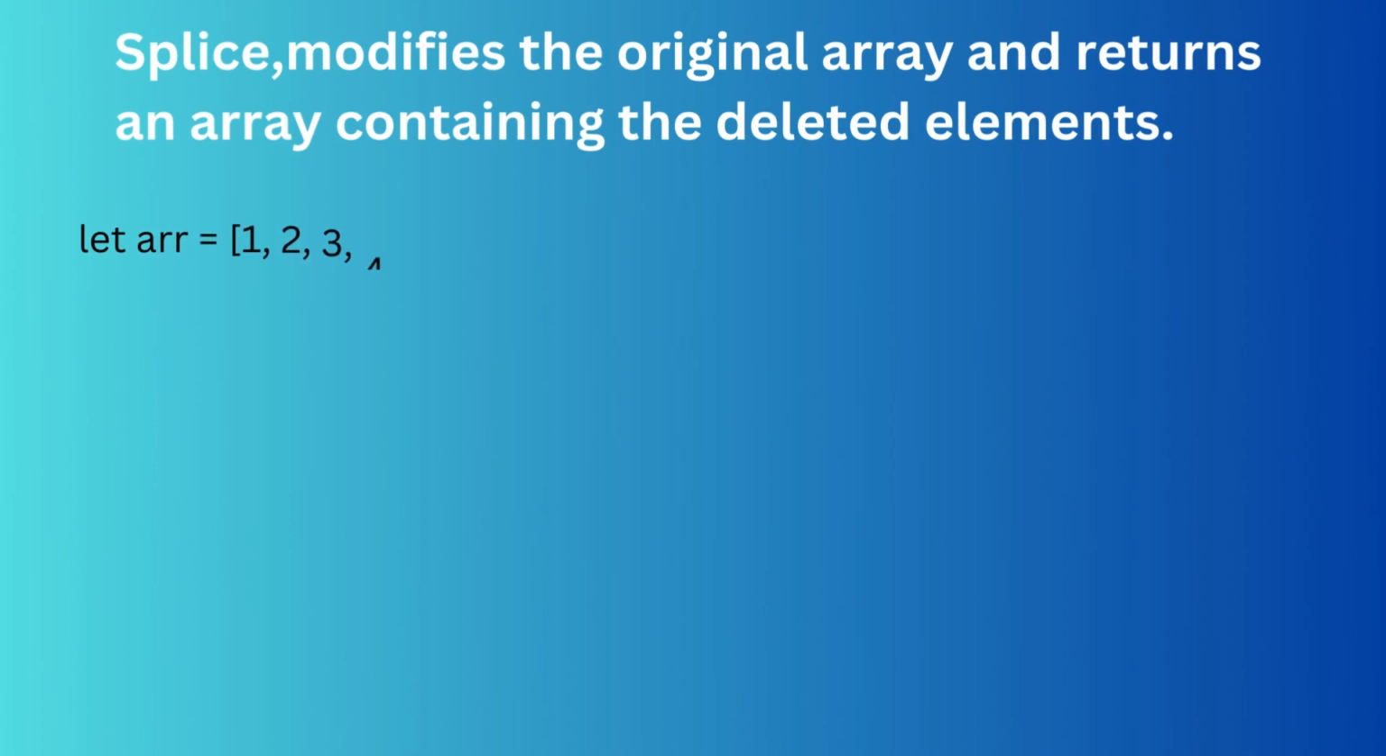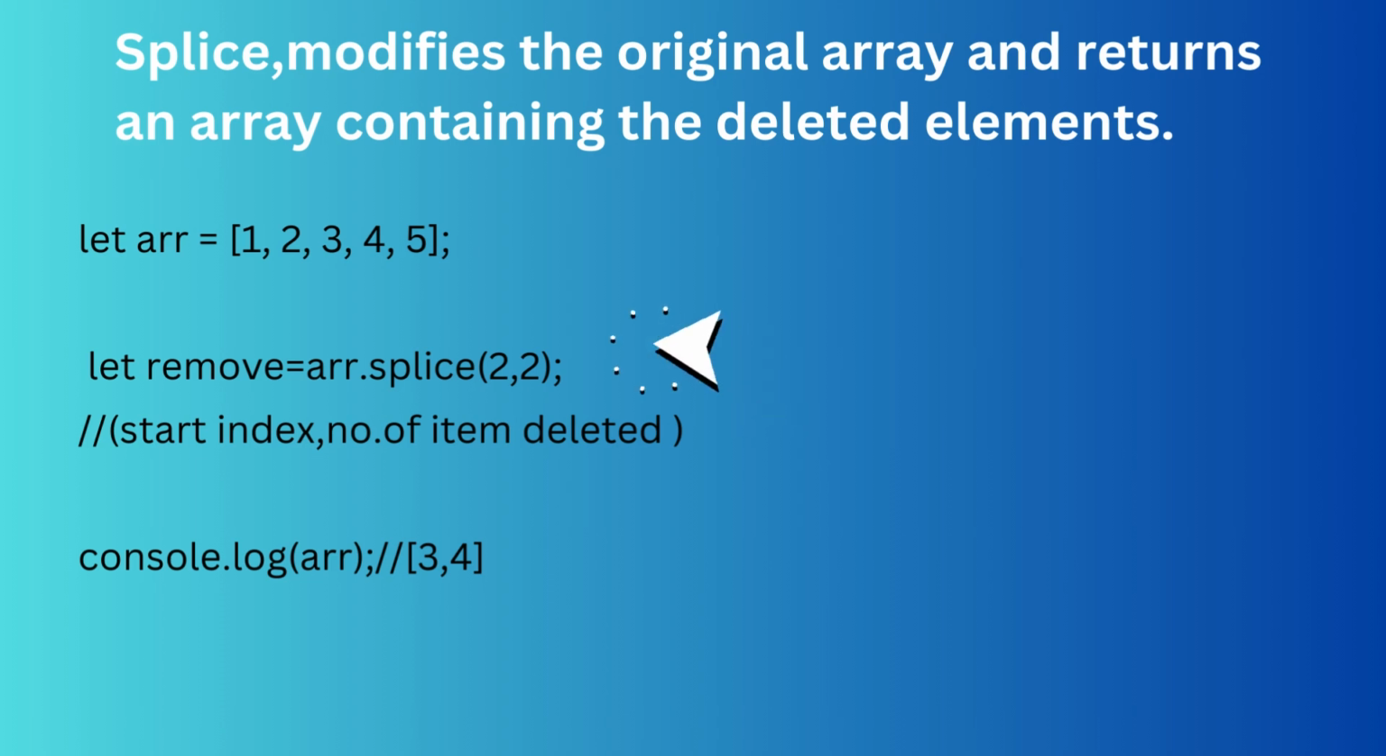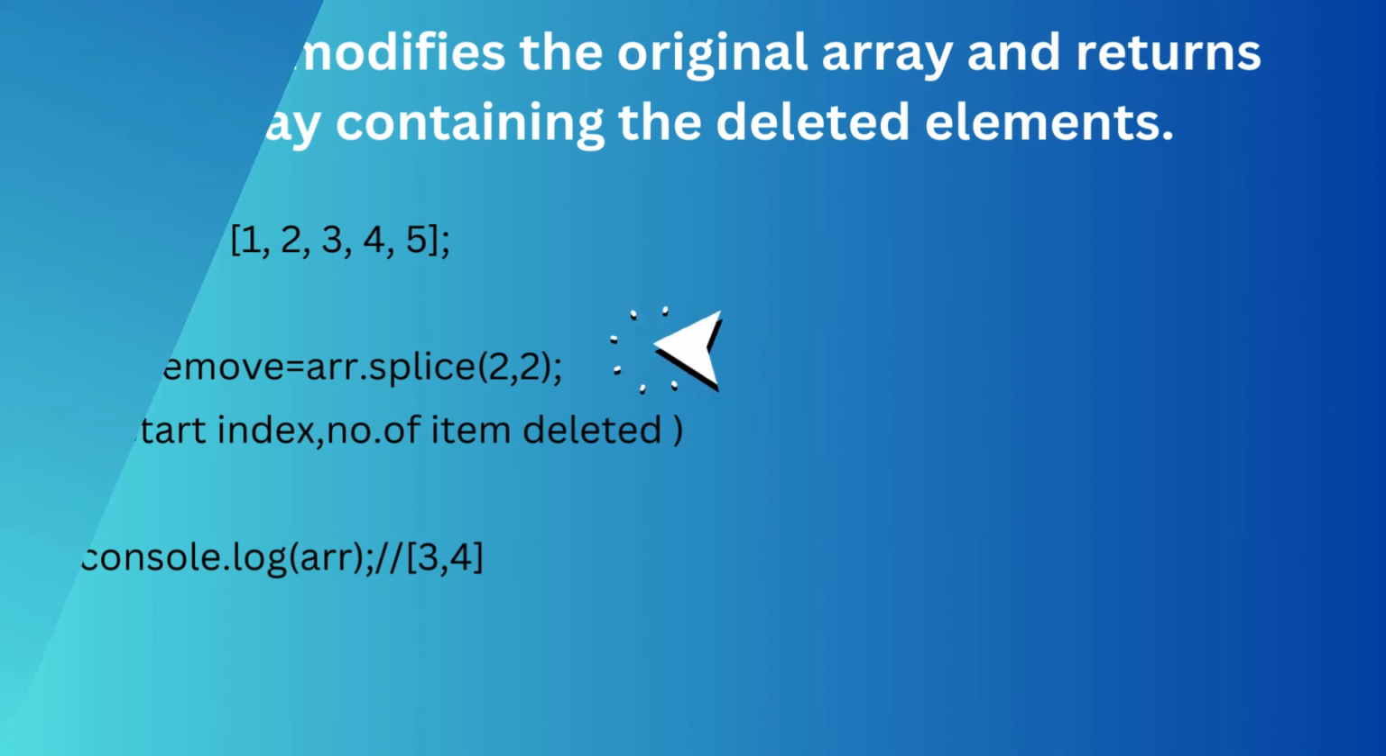Splice modifies the original array and returns an array containing the deleted elements. What we have here in the example is the numbers from 1 to 5. Splice removes according to the index, so we'll put two values here. I created a variable and assigned it to array.splice. The first, 2, shows the starting index, and the second shows the number of items which will be deleted. In the console result, we see 3, 4, which means we have deleted those items.